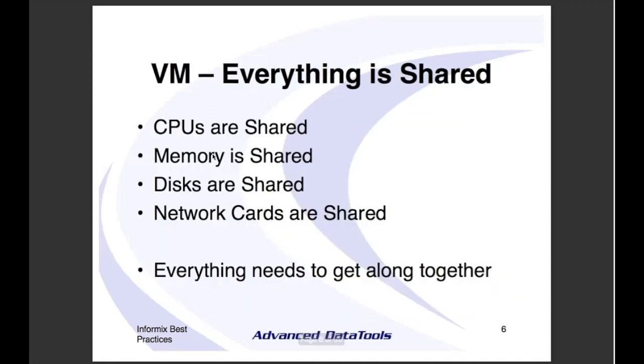So the key to a virtual machine is everything is shared. CPUs, disk, memory, network cards are all shared. So if you have a virtual machine like I do, Babe, it has 2 network cards. My 6 VMs are all sharing those 2 network cards. And they've got to play nice with each other. If one VM hogs the network card, it will slow down the other VMs. And so that's sort of the key to virtual machines: all the VMs need to play nice and get along together.